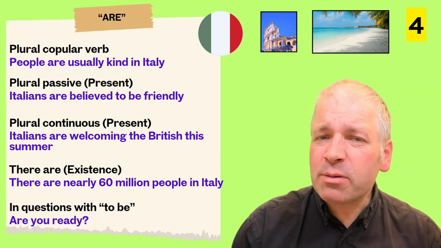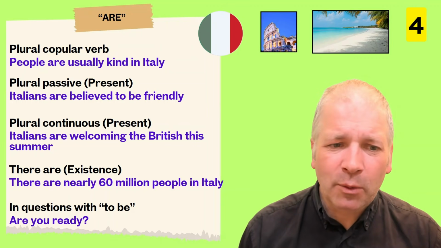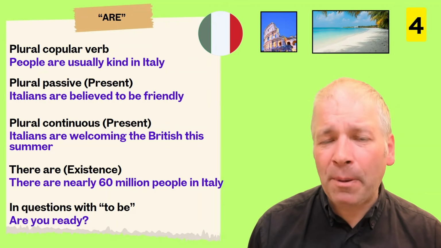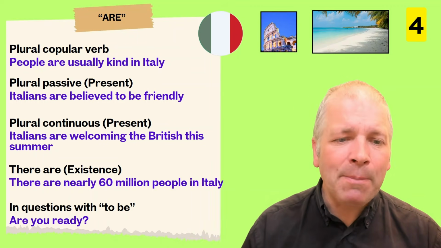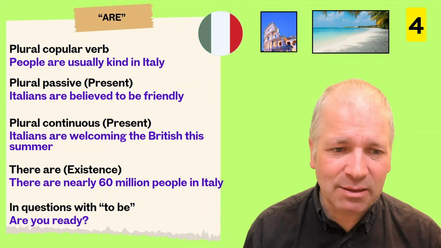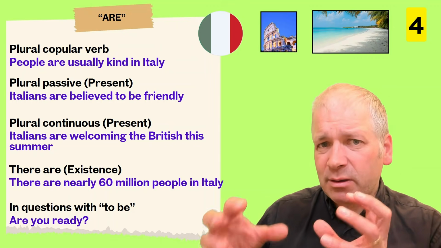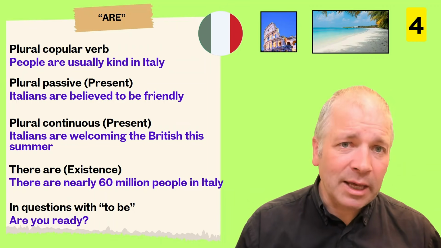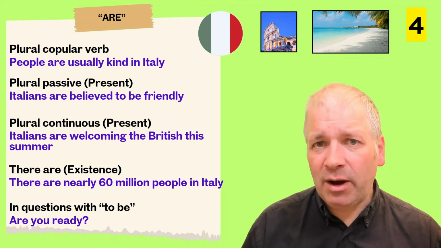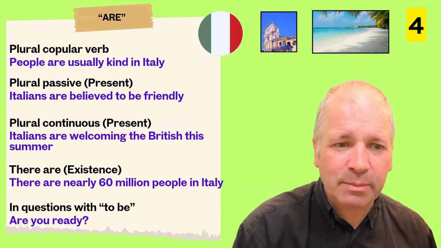Number 4 is just are. We use are for a number of reasons. It's a plural copular verb. What does that mean? It means it's a verb where the information afterwards describes the subject. People are usually kind in Italy. So here, usually kind in Italy describes the people. You could also say people in Italy are usually kind. Usually kind describes all the people in Italy in this sentence.